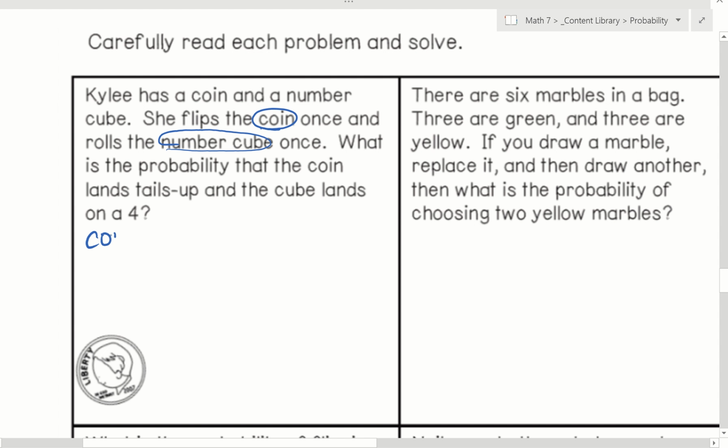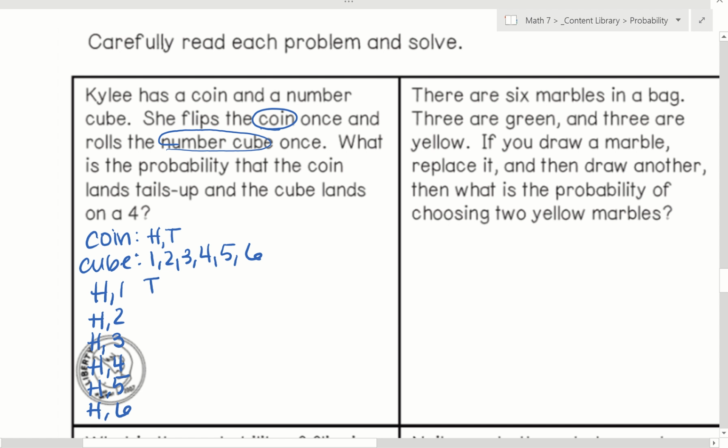The coin can get a heads or tails. The cube can have a 1, 2, 3, 4, 5, or 6. Okay? So if we set our sample space, we're going to flip the coin first and then get the cube. So you can get a head first and then a 1 on a cube. You get a heads and then a 2 on the cube, a heads and then a 3 on the cube, heads and a 4 on the cube, heads and a 5 on the cube, heads and a 6 on the cube.